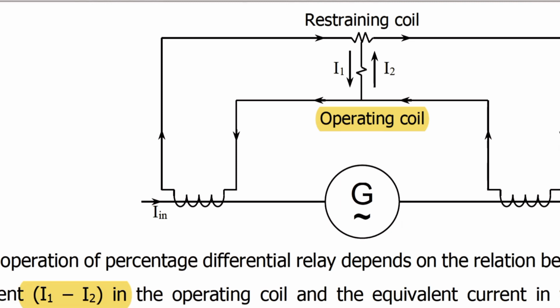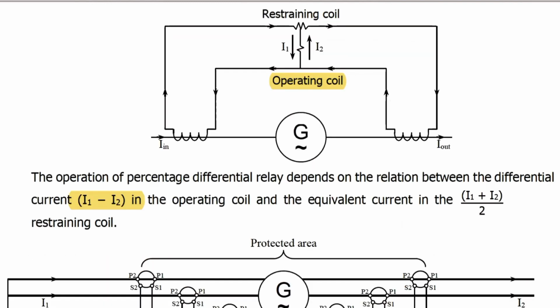When these two currents are equal, it means that I1 minus I2 is equal to 0. Right? So this I1 minus I2 is flowing through this coil. This is an operating coil. I1 is flowing in downward direction and I2 is in upward direction. When I1 is equal to I2, then I1 minus I2 is equal to 0. It means that through the operating coil of the differential relay, no current will flow.